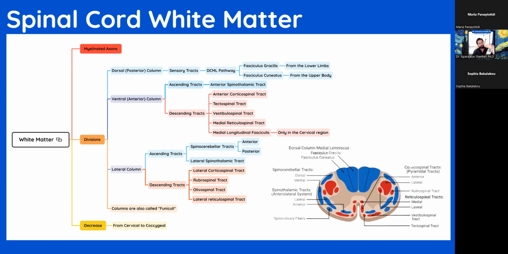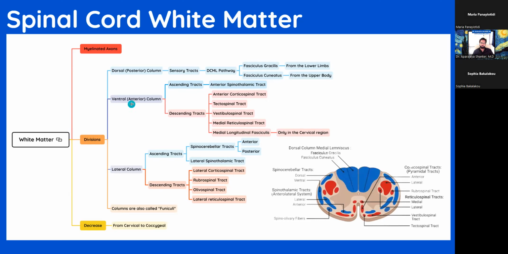So the white matter contains all the myelinated axons, and it also has the same divisions: the posterior column, the ventral column, and the lateral column. Here we can take a look at this brilliant image. You can see that the dorsal column only has the DCML pathway. When you expand the DCML pathway, it's literally called the dorsal column medial lemniscus pathway. That means the dorsal column just means this area of the white matter.